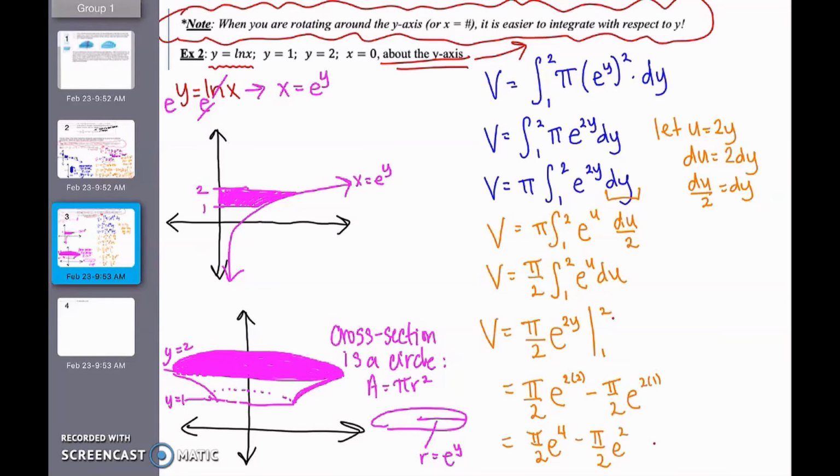And you could write this a lot of different ways. If you wanted to, you could factor out a pi over 2 e squared. So then you just have e squared minus 1. You could leave your answer in that form. Or if you wanted to grab your calculator and just type this in your calculator now, you should get 74.156. So either of these right here would be an acceptable form for your answer.